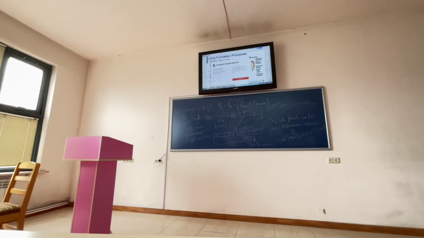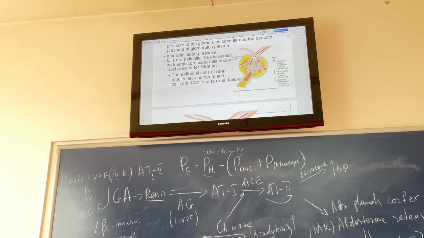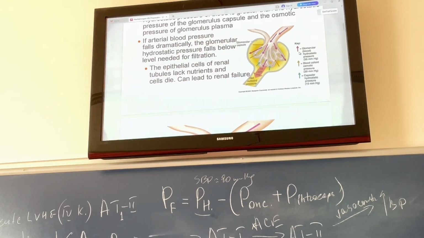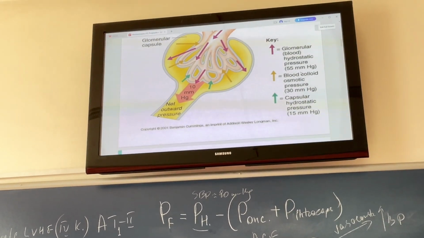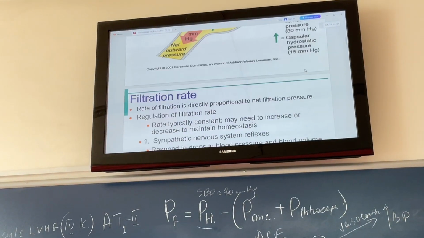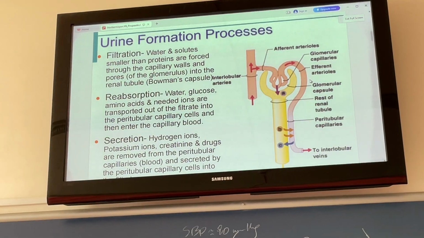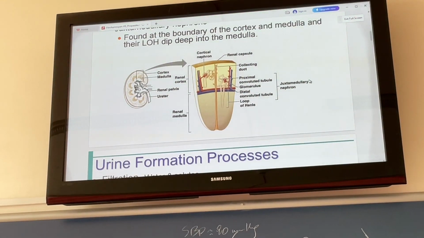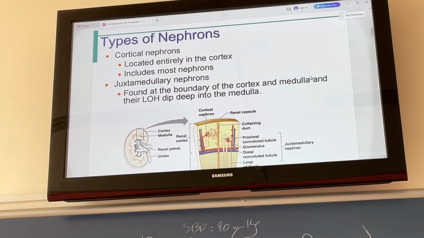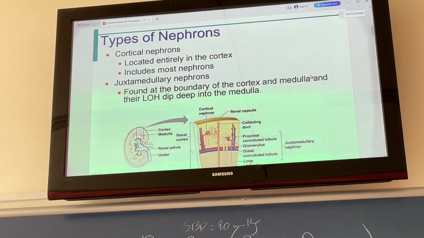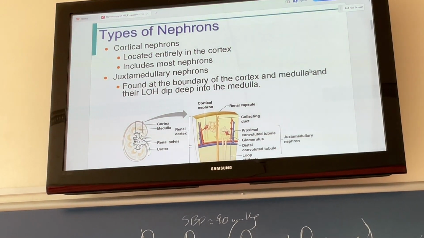Okay. And also, look, this is net outward pressure, glomerular capsule, capsular hydrostatic pressure, in the exam. About filtration rate, we'll speak now. We have two types of nephrons: cortical nephrons, logically in the cortical layer, and juxtamedullary nephrons. What is their difference? Not only location.